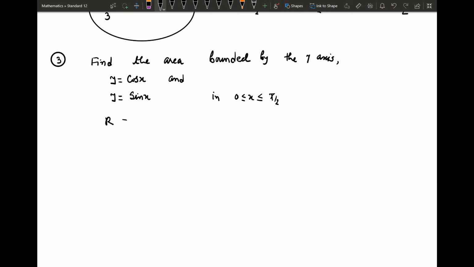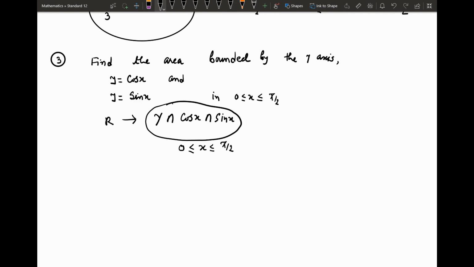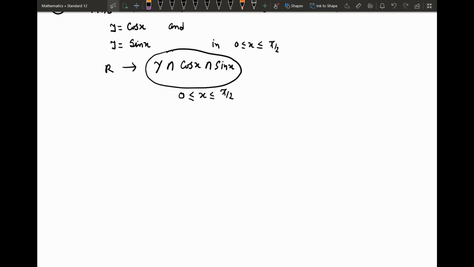region R, which is nothing but intersection of y-axis with cos x with sin x. This intersection of these three curves, y-axis, cos x and sin x, in the limit 0 less than or equal to x less than or equal to pi by 2. So let us draw the graph sketch of the region.